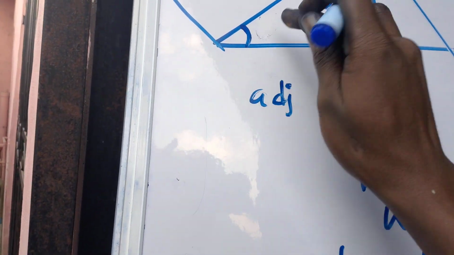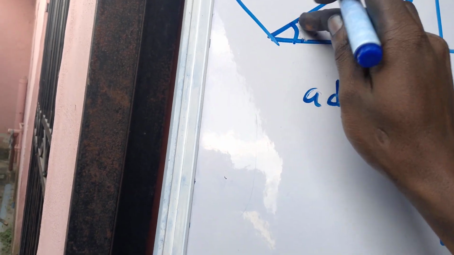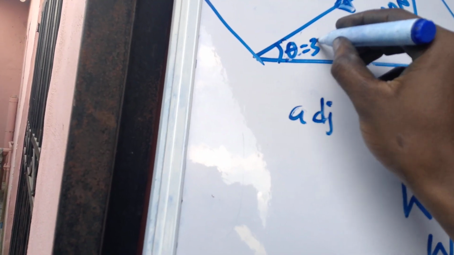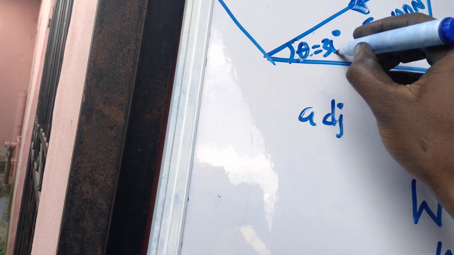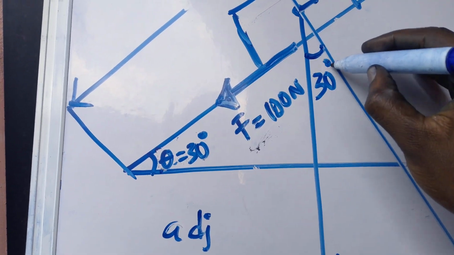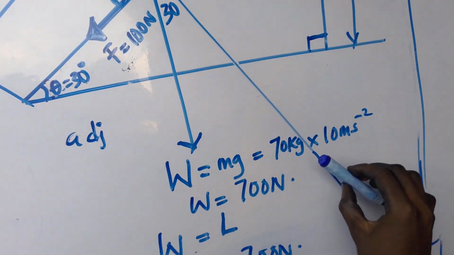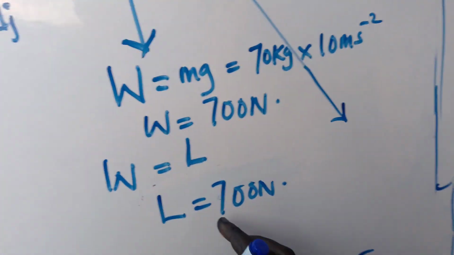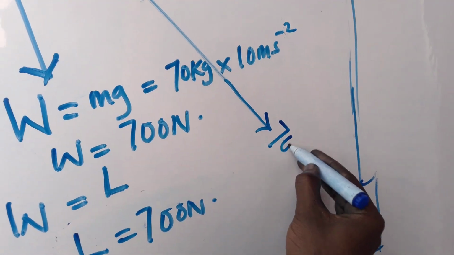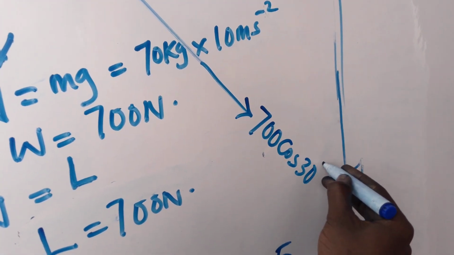That angle theta is equal to 30 degrees. So it means that here is also 30 degrees. So then I will resolve this force this way, and I'll have the load, which is 700 Newton, 700 cos 30 degrees.